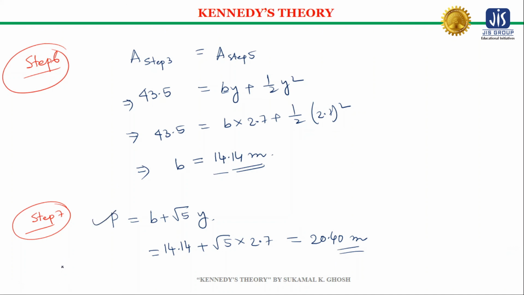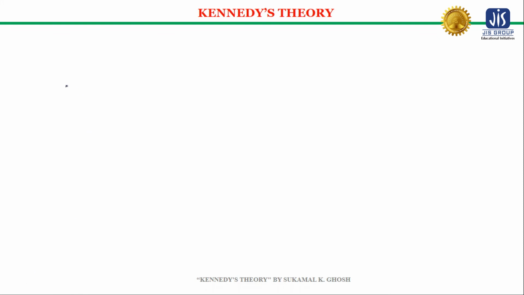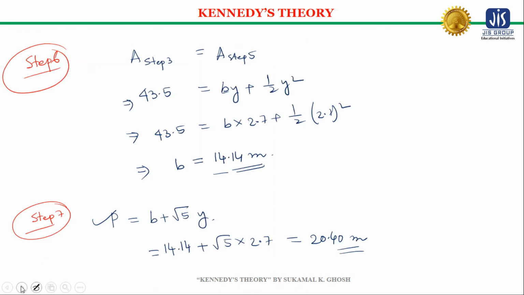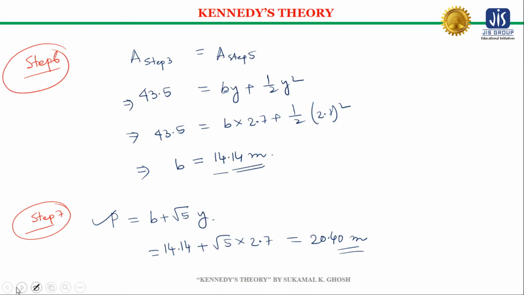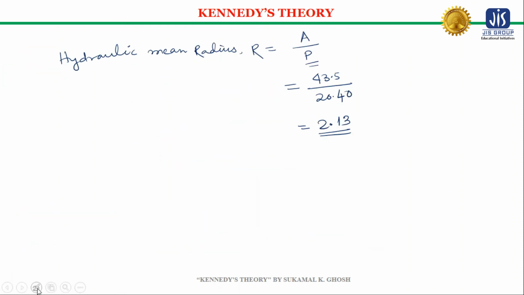Now using this value of P, we can calculate the hydraulic mean radius, that is R. So hydraulic mean radius R equal to A by P. The value of A is 43.5 and the value of P we have just calculated, that is 20.40. If you solve it, you will have 2.13. So we have completed our step 7. Now we need to perform our step 8.